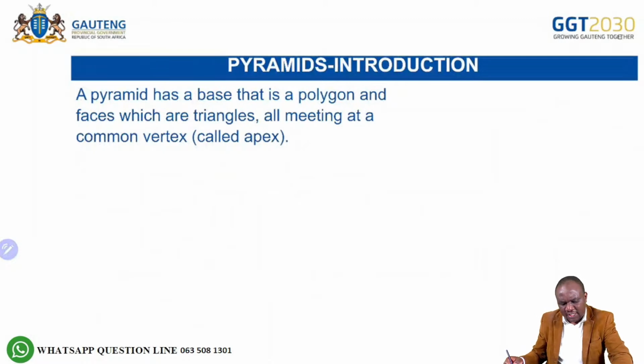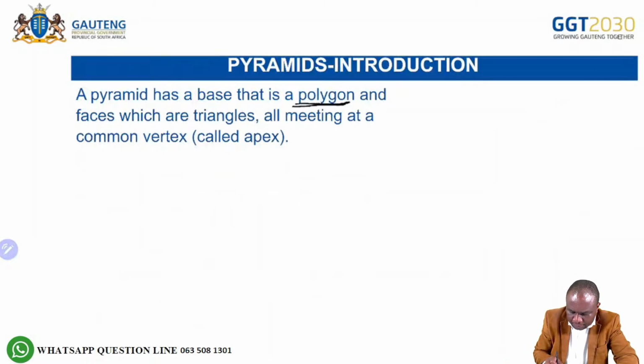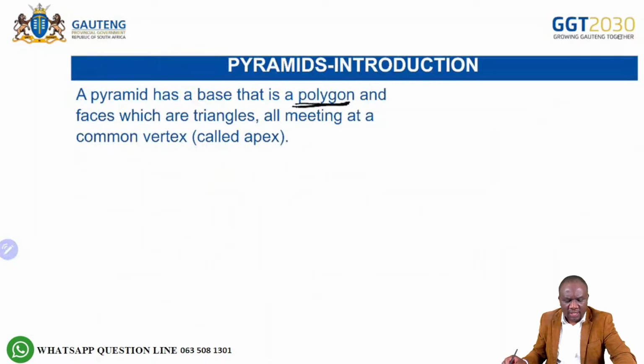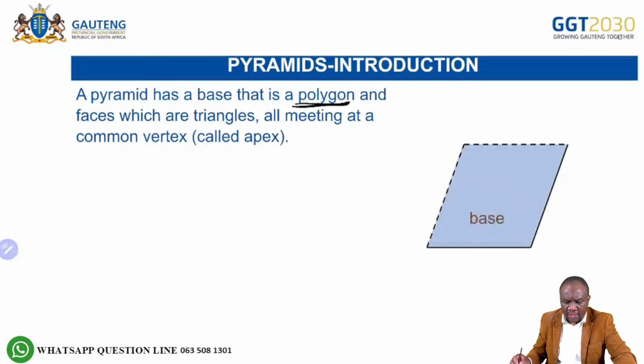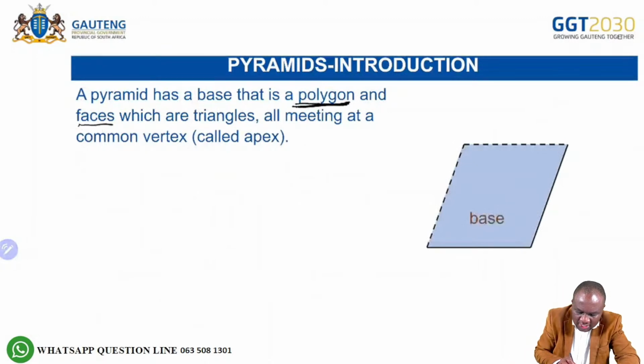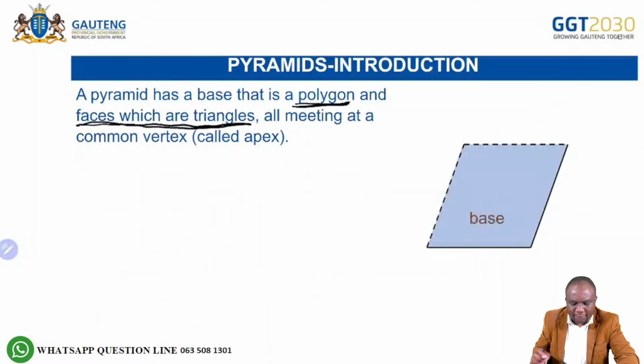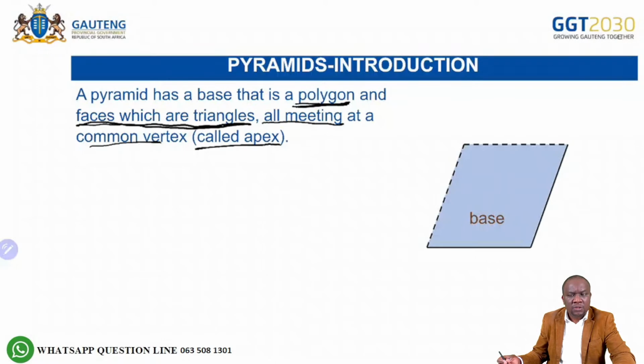Right. A pyramid has a base that is a polygon. You know polygon? It can be a triangle, a square, a rectangle, a pentagon, a hexagon. It can be any polygon that forms the base. Okay? And then we have the faces which are triangles. All of these faces meet at a common vertex called an apex. So we have the triangles, and these triangles meet at a common vertex, which we call what?